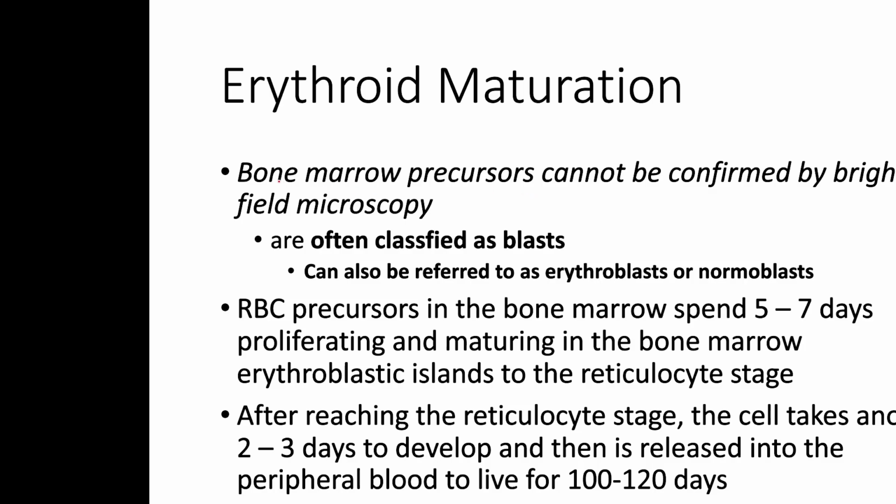So again, any precursor that is found primarily in the bone marrow or in the periphery, we're just going to call it a blast. If you want to use more specific terminology, especially after being able to confirm what type of blast you're looking at, then you can call them erythroblasts or normoblasts. But as my previous hematology instructor likes to say, a blast is a blast is a blast.